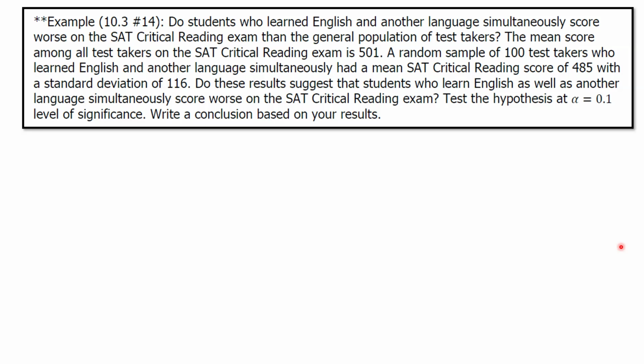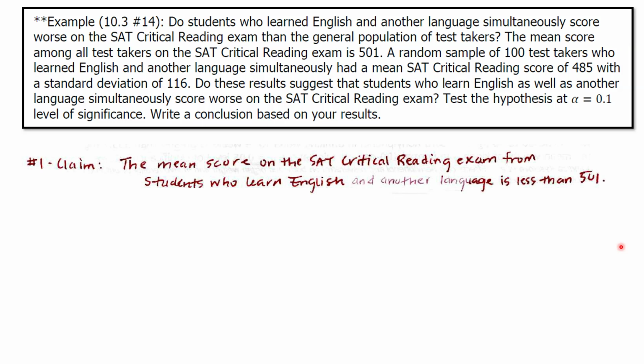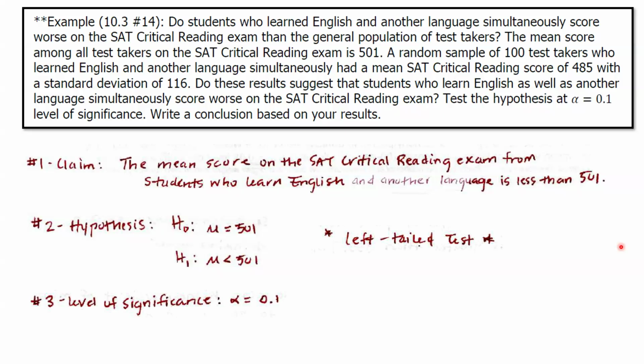results. So our claim for this problem is going to be the mean score on the SAT critical reading exam from students who learn English and another language is less than 501. Okay. So our hypotheses are going to be that the null is mu equals 501, and our alternative is that mu is less than 501 because we want to test if it is worse. So if it's less than 501, that means we are a left tail test. And then in step 3, our level of significance is 0.1, which was given to us in the problem.